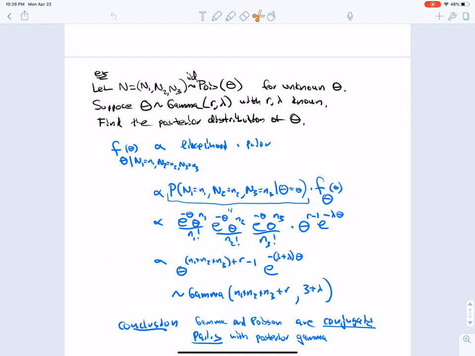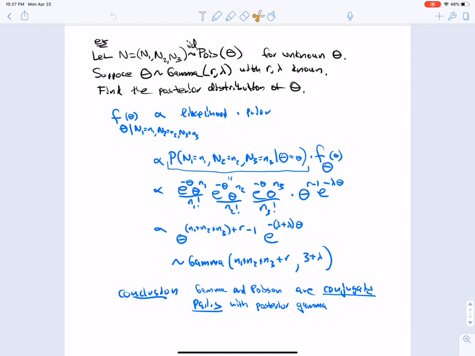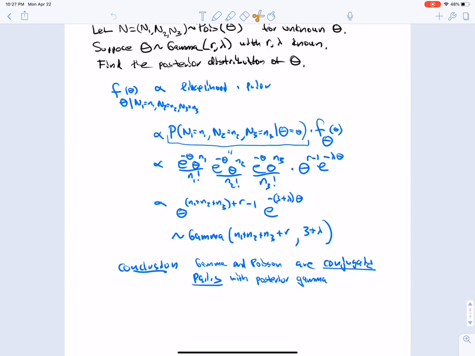So this factors as shown here. And then I've also written the density for gamma. And when you combine this, you see that you get a gamma. And the parameters are n1 plus n2 plus n3 plus r, and lambda plus 3. So gamma and Poisson are conjugate pairs with the posterior gamma.